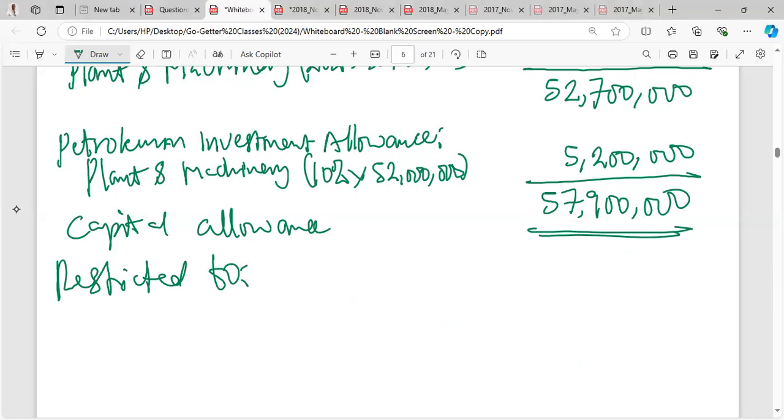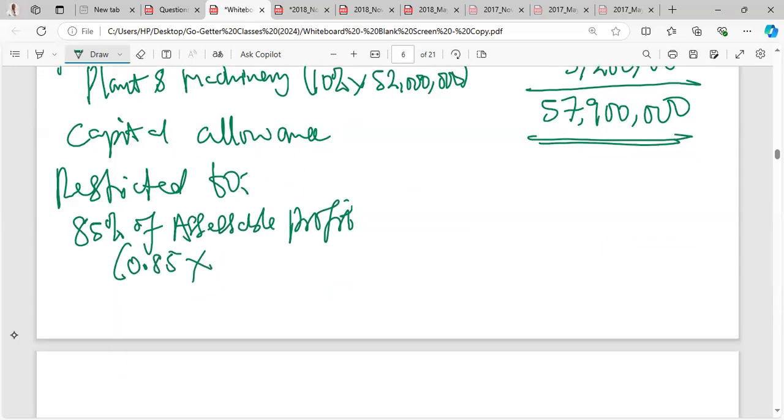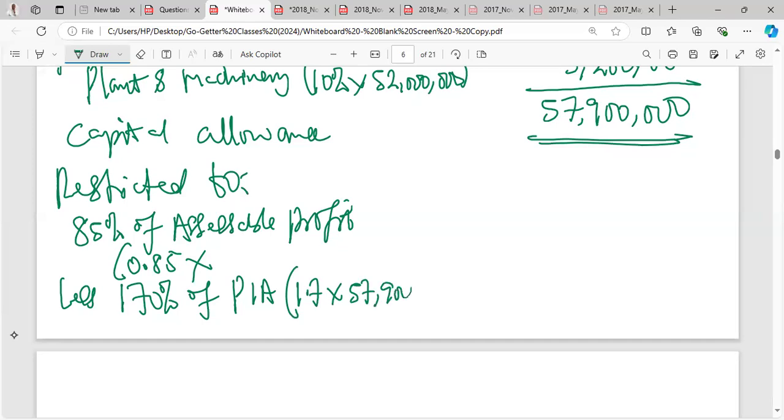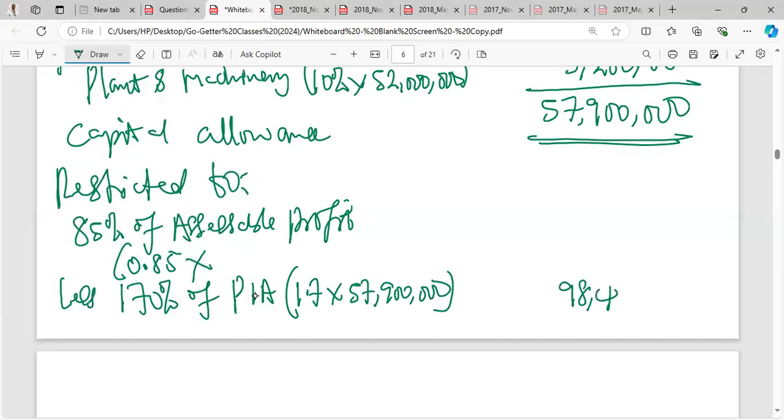to 85% of assessable profit, which will say 0.85 multiplied by, we'll go and get it later, less 170% of PIA, which I can say is 1.7 times 57,900. So since we have that in our calculator, I'll just multiply it by 1.7. That will give me 98,430,000.